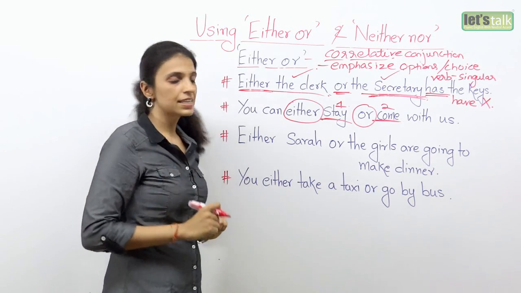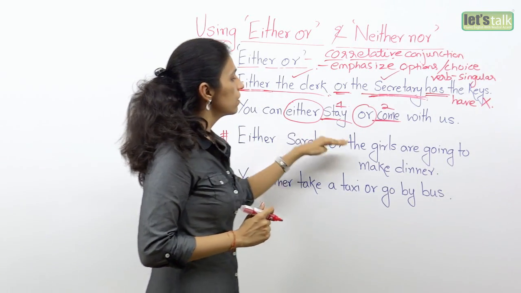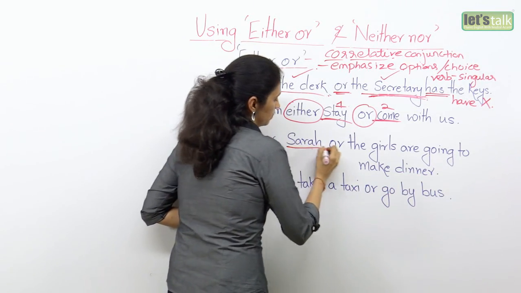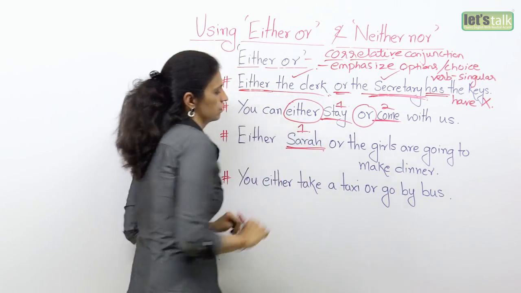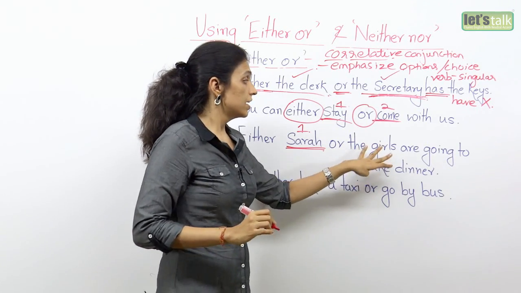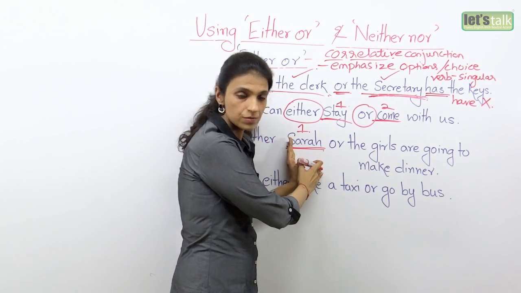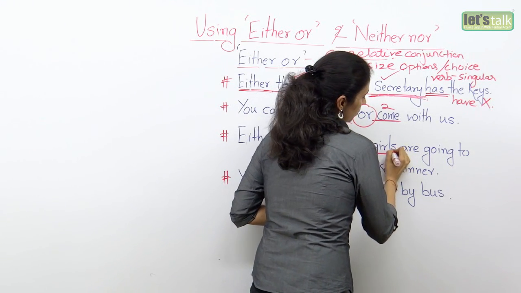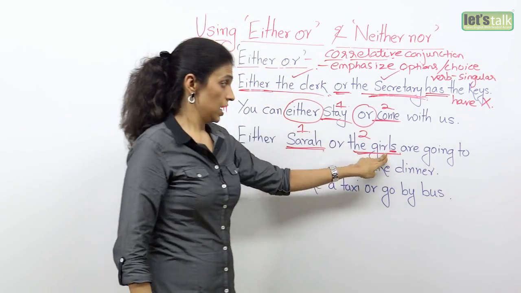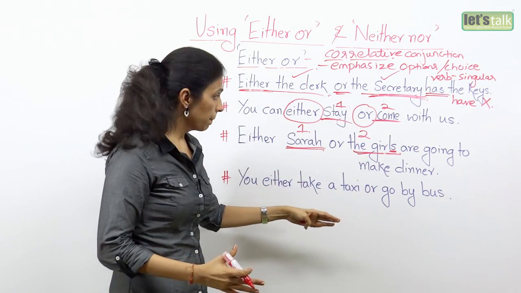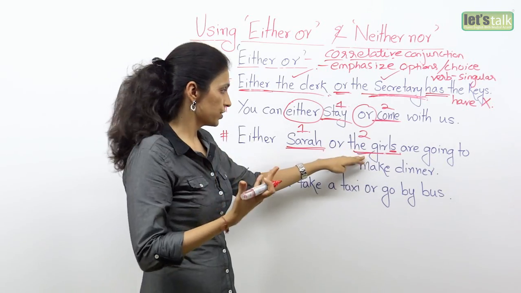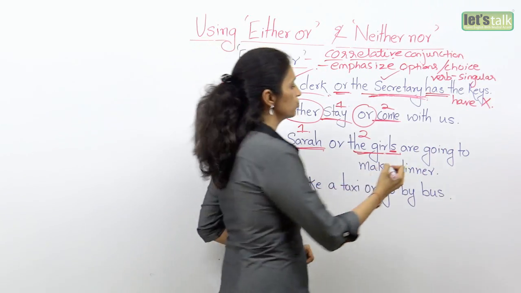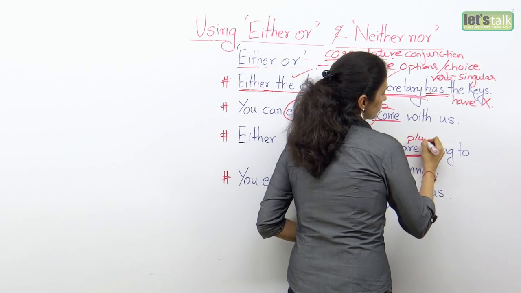Fine. Now the next example: either Sarah or the girls are going to make dinner. Now, either Sarah, option 1, or the girls. Sarah is singular, she's just one girl, or the girls. Now this is plural, this is my second option, or the girls. So probably her friends, three of them, are going to make dinner. If you notice, I have used are, a plural verb.